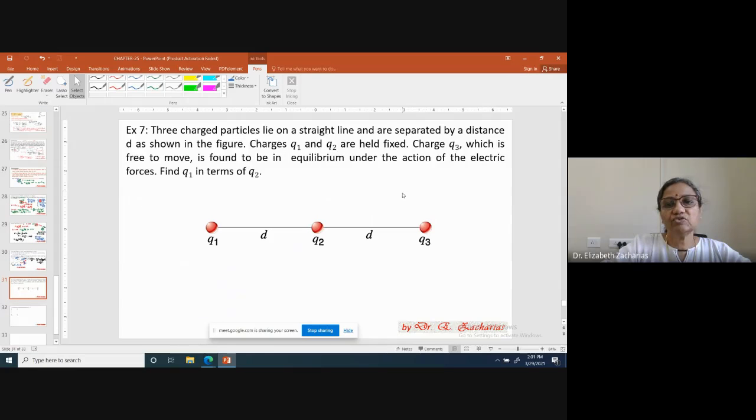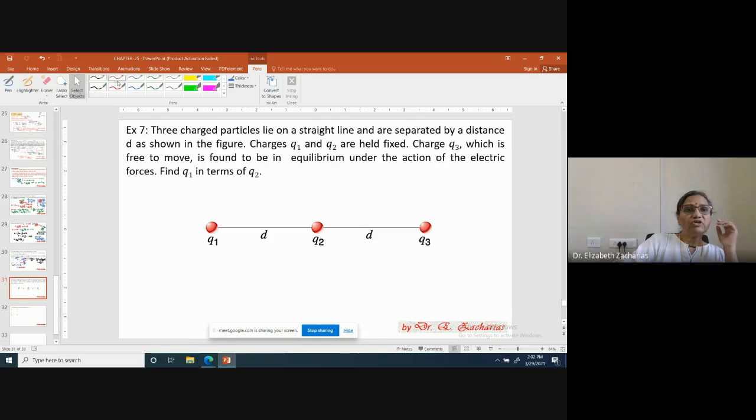Okay, now let's try this one. Three charged particles lie on a straight line and are separated by distance d. Q1, Q2, Q3 are there. The distance between the adjacent ones is d. They are kept fixed. Charge 3, which is free to move, is found to be in equilibrium under the action of the others. Let me find Q3.